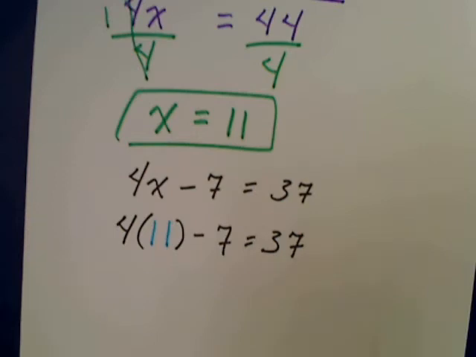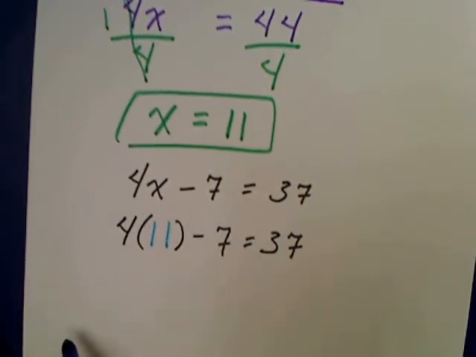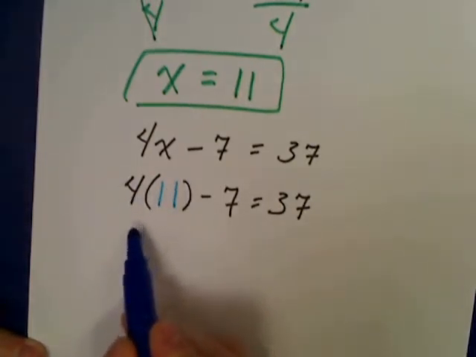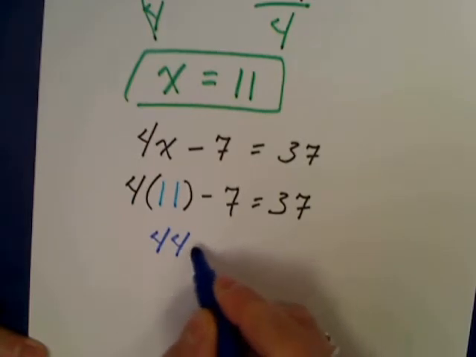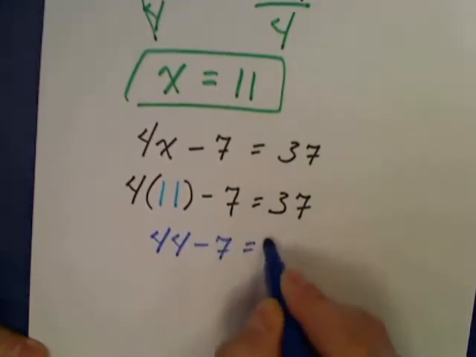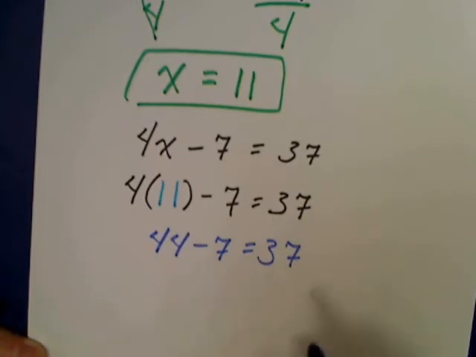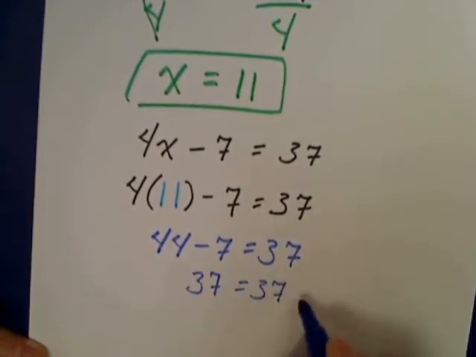Now I'm simplifying this side of the equal sign. Because I'm simplifying, that's when we use the order of operations. So to simplify that, I would do my multiplication first and then the subtraction. Multiplying, we get 44 minus 7 is equal to 37. Then we take 7 from the 44 and we end up with 37. The left side equals the right side, it checks.